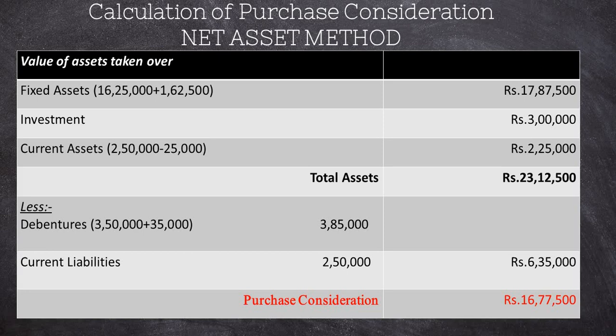Okay, so we will be calculating only assets taken over minus liabilities taken over. Kindly note, we will not be taking the fictitious assets, and we will not be taking the preference shares, equity shares, or general reserve for calculating purchase consideration under the net asset method, because all these kinds of items will be taken only in the calculation of purchase consideration under the net payment method, not in the net asset method. So we will be taking only the assets and the liabilities. Among the assets, fictitious assets should be completely ignored.